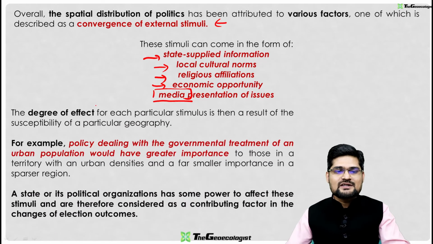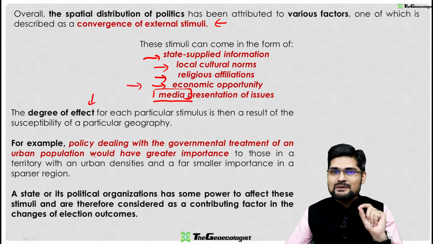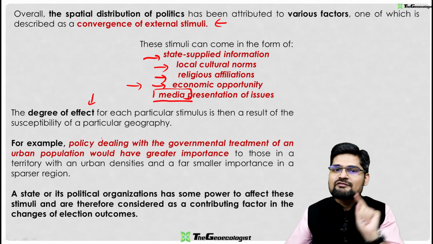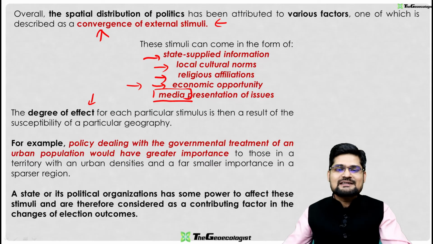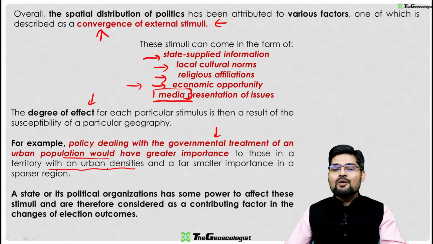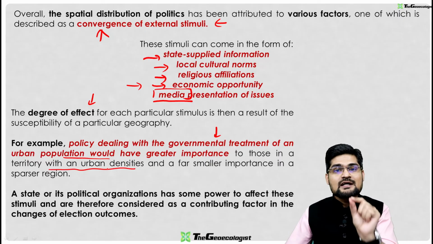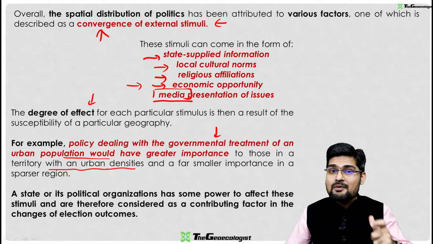So what you observe, the degree of effect of these stimuli is very important to look into the outcomes of the result. So it means the outcome is not just by one factor, it's a convergence, an agglomeration of factors. So for example, a policy dealing with governmental treatment of an urban population would have greater importance to those in a territory with urban density, while it will not be of that importance for people who belong to a rural area where you have more of rural space. So this is very important if you observe.